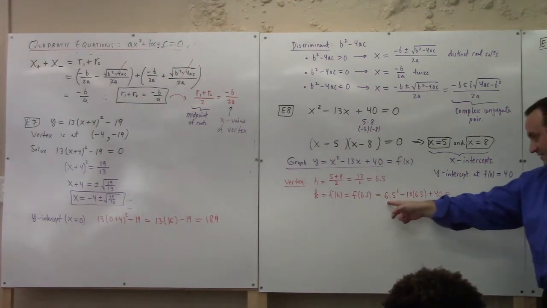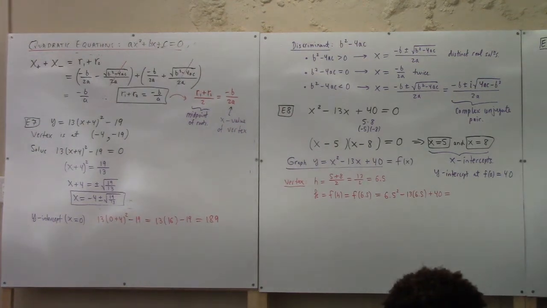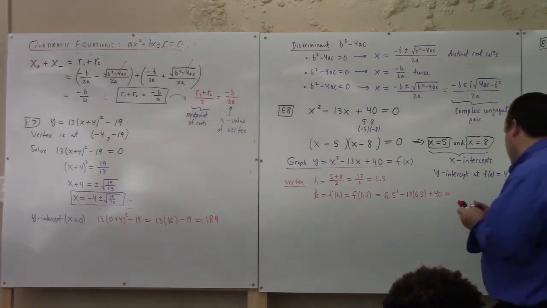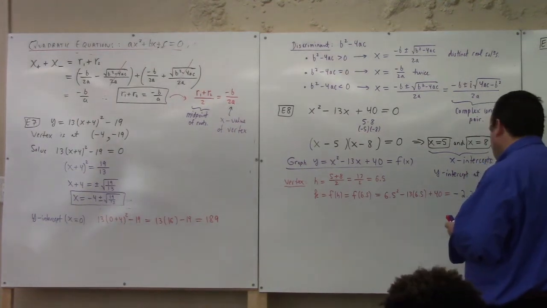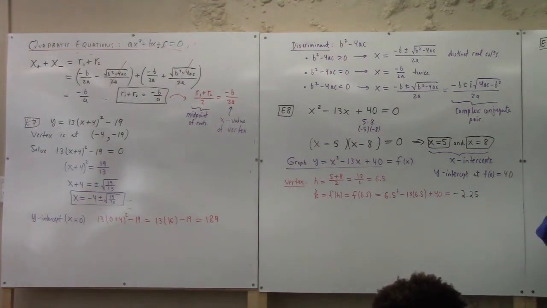Yeah, like what's this number here? Negative 2.25. Anybody else get negative 2.25? Oh, you did.